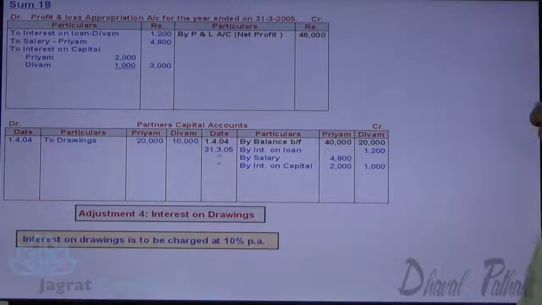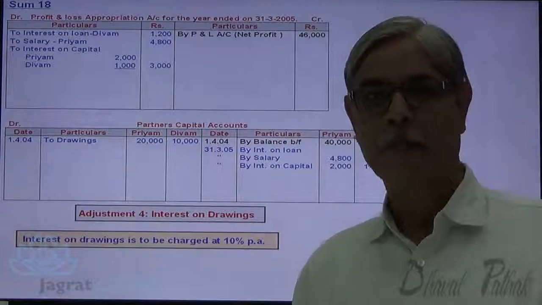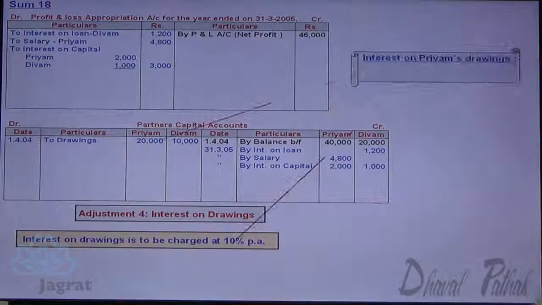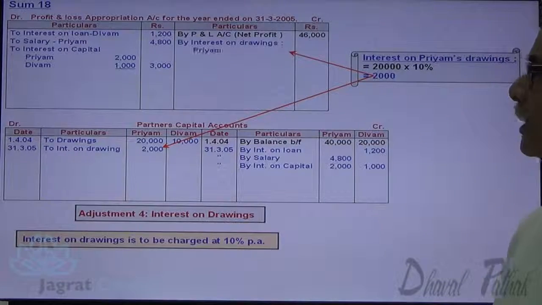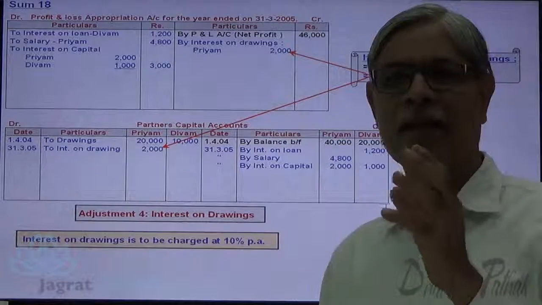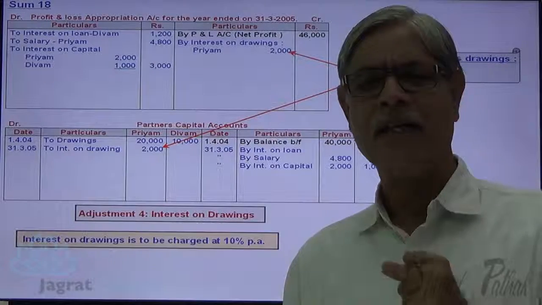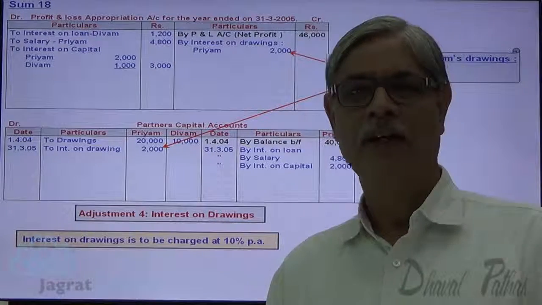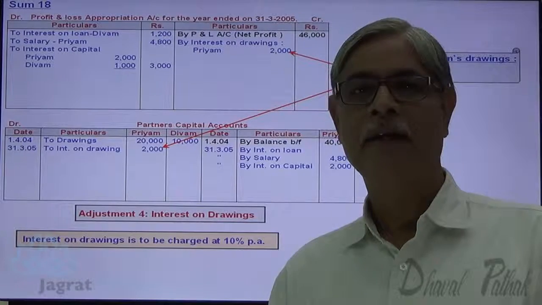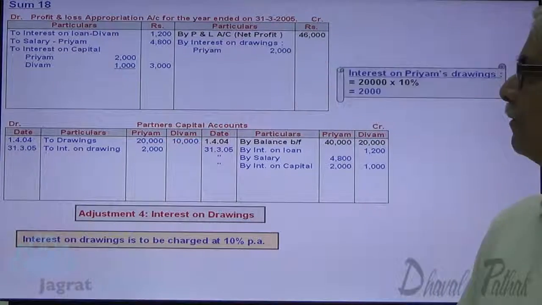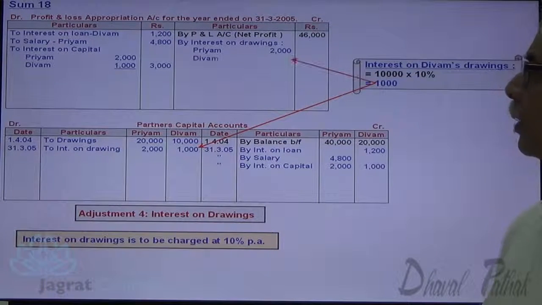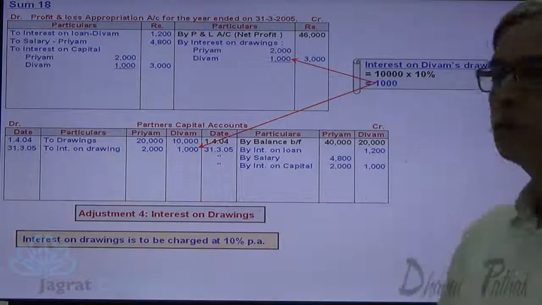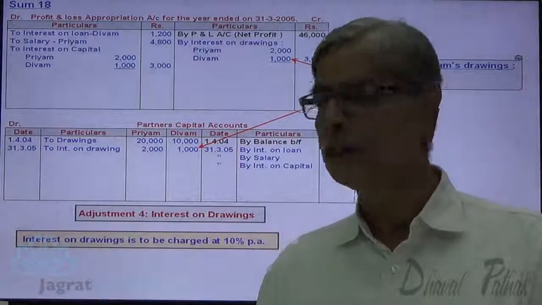Now, interest on drawing is to be calculated at the rate of 10% per annum. So 20,000 into 10%, 2,000 is the interest on drawings. Priyam's capital account debit to profit and loss appropriation account credit. Interest on drawing is just identified as an income of the firm. So it is credited to profit and loss appropriation account, being interest charged on drawings. Same way, 10,000 into 10%, 1,000. Divam's capital account debit to profit and loss appropriation account credit. This is how entry for interest on drawing gets recorded.